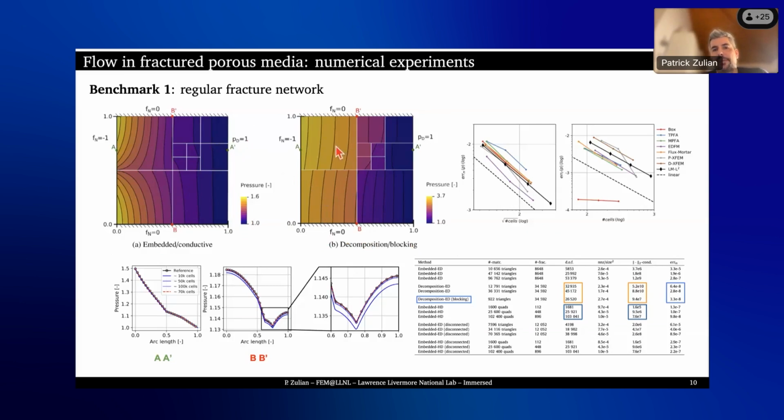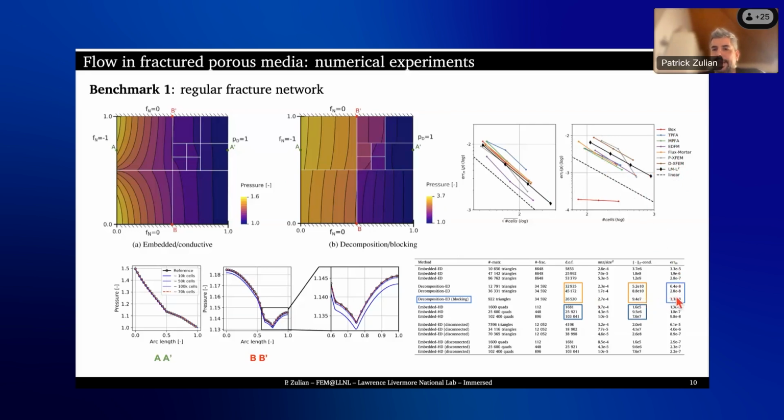And for the blocking fractures, instead, we go for a decomposition approach such that we can capture the pressure jump, or the discontinuous pressure jump here, by exploiting the difference in resolution we can have inside the fracture and outside the fracture. And you can see from these plots that we are in line with other methods in the literature, and we have the same convergence rates as the other methods in the literature. And most of them are not immersed, so we have the advantage of being more flexible.